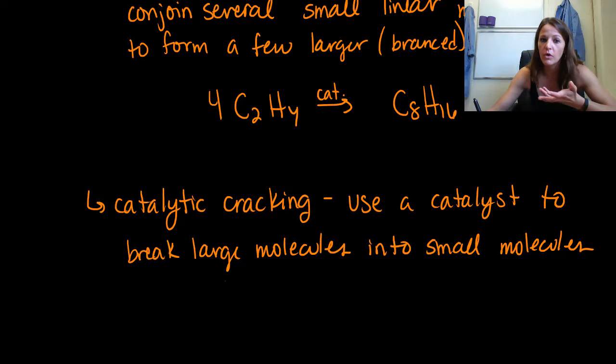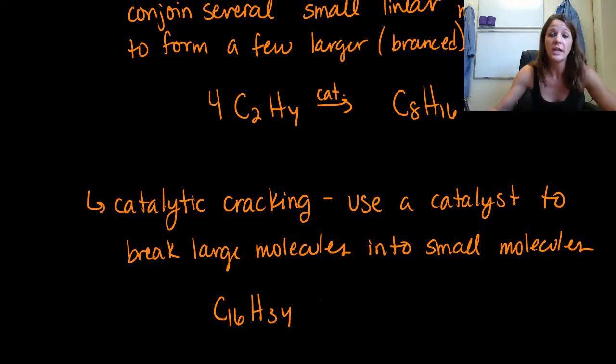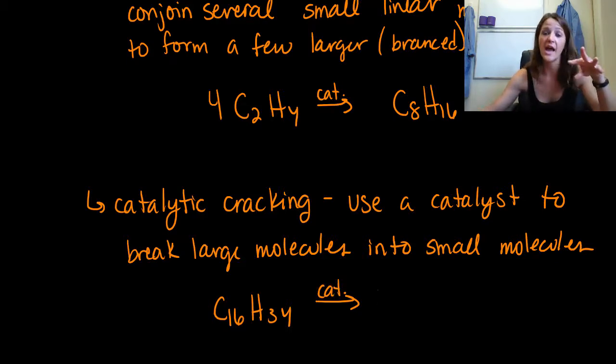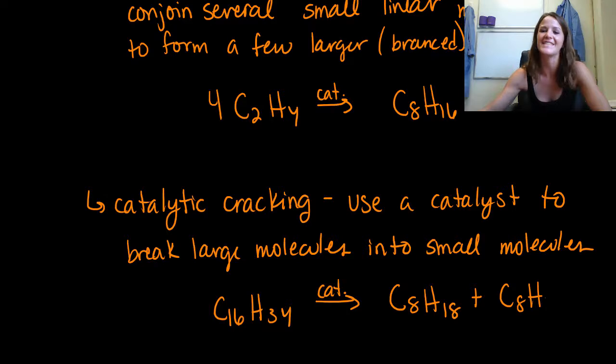So a common one that you could use would be C16H34. Again, you use a catalyst. You need to write your catalyst above that arrow to remind people you had to add something there. This doesn't just happen spontaneously. So you actually add that catalyst. It breaks apart into two different octane species. So you can have C8H18 octane, and you can also have C8H16 octane.